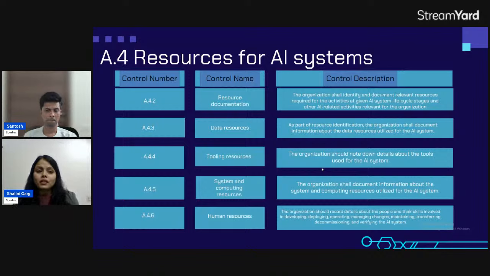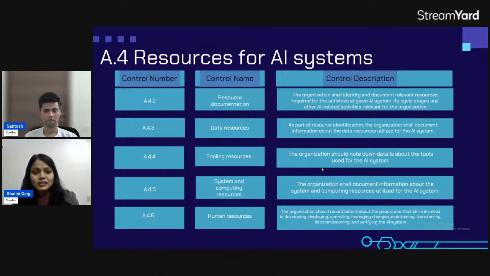Now, the another control is system computing and computing resources. When the organization is figuring out its resources, it needs to write down the AI system's technical stuff. So this includes what the system actually needs to run smoothly. Where is it set up? For example, on premises, on the cloud, or on edge computing? The processing gear, for example, network or storage, and how the hardware is being used, which affects the AI system and the environment.